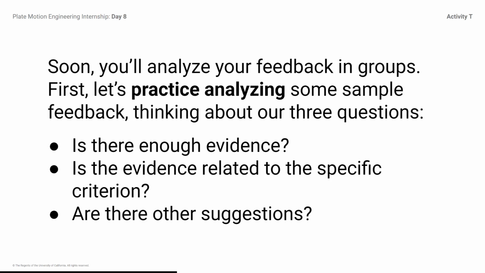Soon, you'll analyze your feedback in groups. First, let's practice analyzing some feedback, thinking about our 3 questions. Is there enough evidence? Is the evidence related to the specific criterion? Are there other suggestions? The purpose of this discussion is for you to share the background research evidence you submitted to the project director, as well as to analyze what kinds of changes you need to make in order to write a successful proposal. When you discuss your feedback with your groups, you should follow the same steps we did for practice.